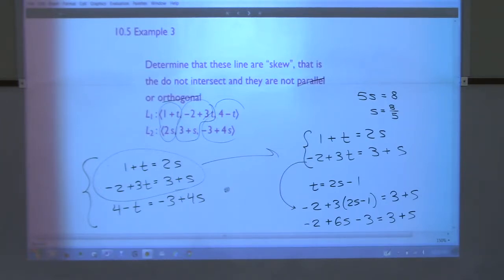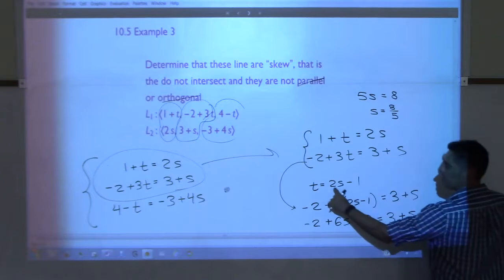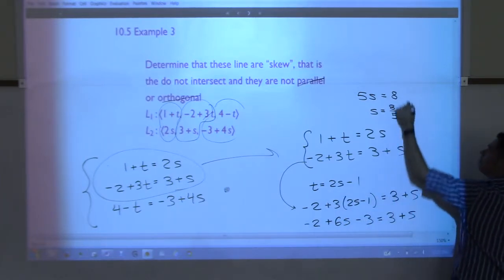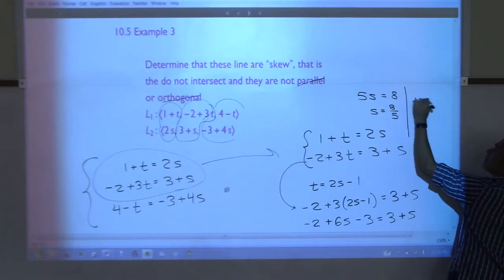So what? s is 8/5, big deal. What now? Let's figure out what t is. To get t, go back to this equation. So 11/5.